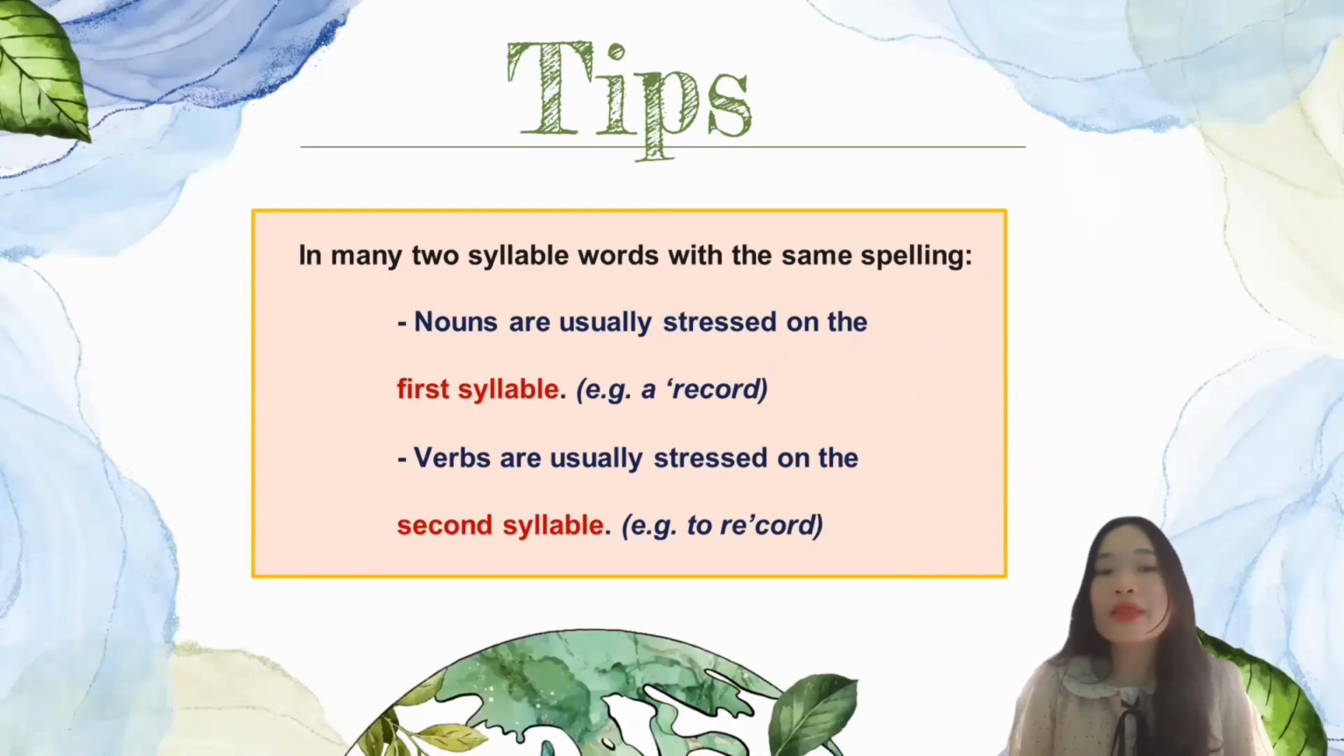So you can see this in many two-syllable words with the same spelling. If the word is a noun, we usually put the stress on the first syllable. For example, if I have the word record, a record, you can see a record is a noun, so the stress is put on the first syllable. However, if I have another word like to record, it's a verb, so we usually stress the second syllable: to record, and a record.